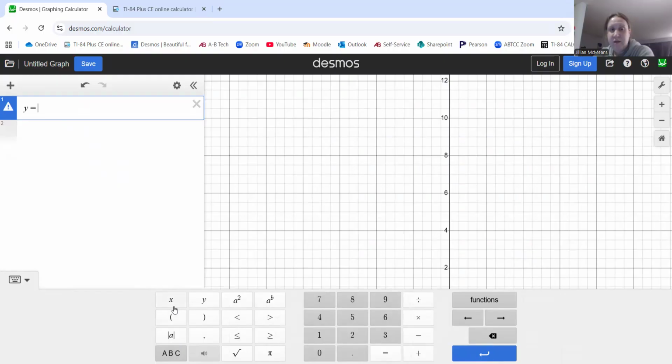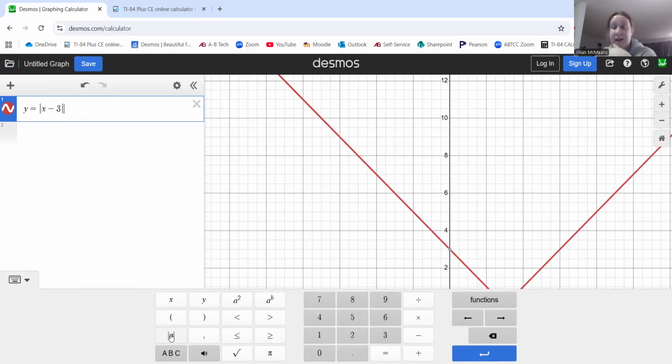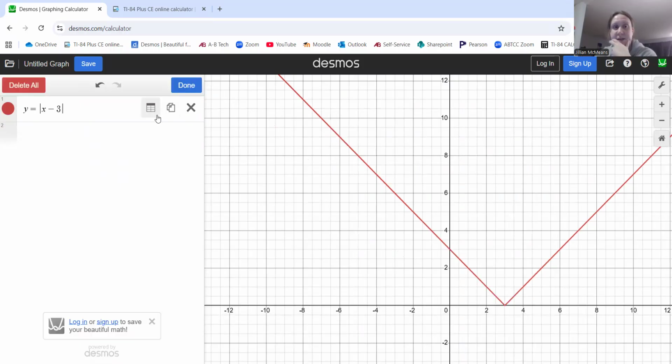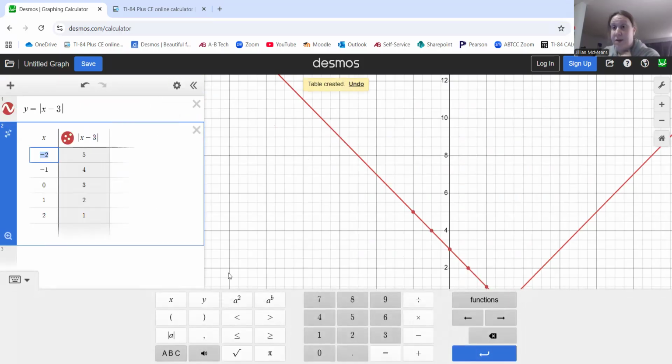And then if you look at the very first menu of buttons, we have A, B, C, and above that we have those vertical bars with an A. Type that to start your absolute value. We wanted, I believe, x minus 3. And then type that again to end your absolute value. And then we want to go edit list and show the option for the table.